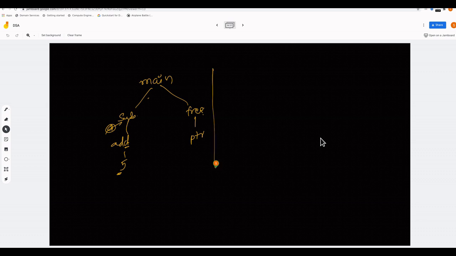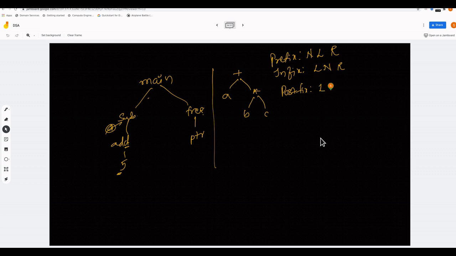Next, let's quickly see the evaluation notations. We talked about, let's take A plus B star C, suppose. This is the expression tree for that. Let's take the prefix, infix, and postfix notations. I think many of you know this. As I told you, left, right, and node comes first because it's prefix. Infix: left, right, and node comes in the middle. And postfix: left, right, and node comes last.